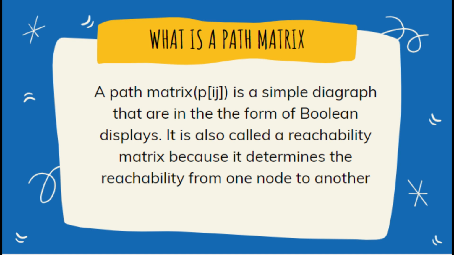A path matrix P of ij is a simple digraph that is in the form of Boolean values. That means ബൂലിയൻ ഔട്ട്പുട്ടിലായിരിക്കും മാട്രിക്സ് തന്നേക്കുന്നത്, example 1 for true and 0 for false. It is also called reachability matrix because it determines reachability from one node to another. Basically, path matrix shows the path between two different nodes. It can be two at most, like n number of nodes.